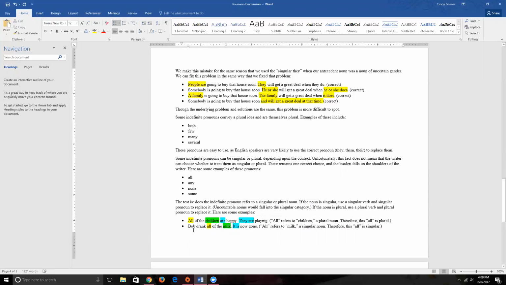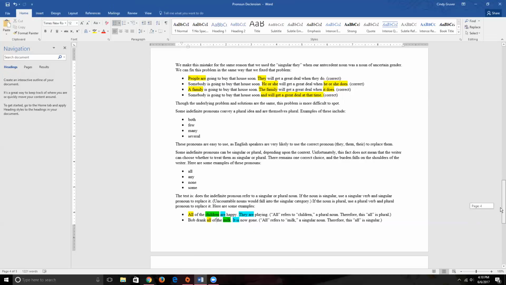Here's another example. Bob drank all of the milk. Well, milk is singular. And so all is referring to the singular word. So we would use all is now gone, or we could replace it with a definite pronoun, but we're going to make it singular. Milk's not a person, it's an inanimate object, so we're going to say it is now gone. So we have two examples of how this works, and we're going to look for what it refers to.